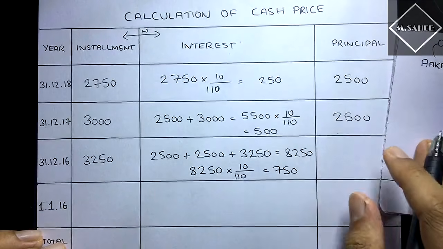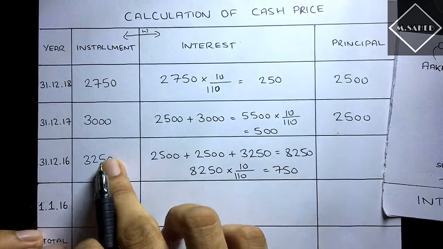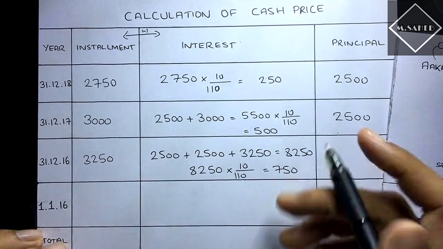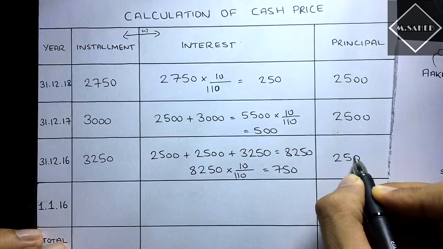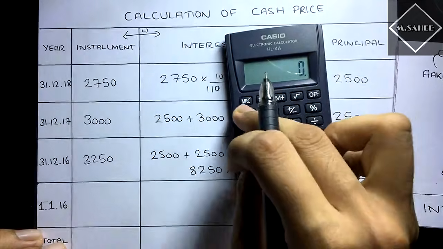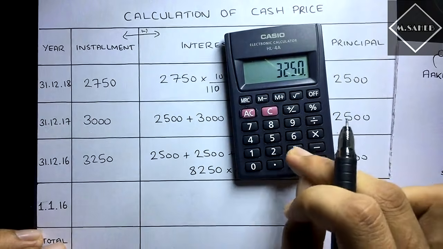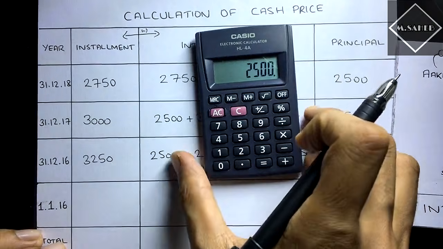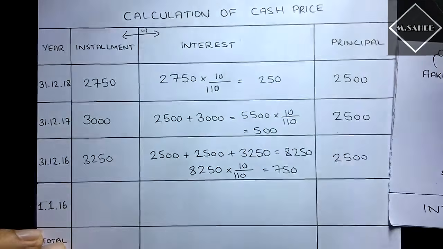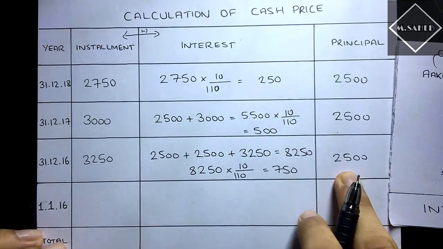Now how to calculate principal? Just deduct the interest from the installment. 3250 minus 750, which is equal to 2500. Yes, see, 3250 minus 750 equal to 2500. Simple. All right, so we got that 2500.